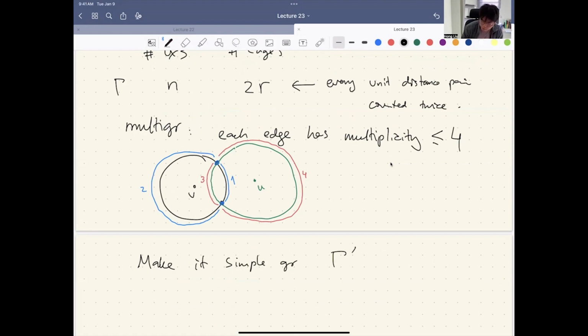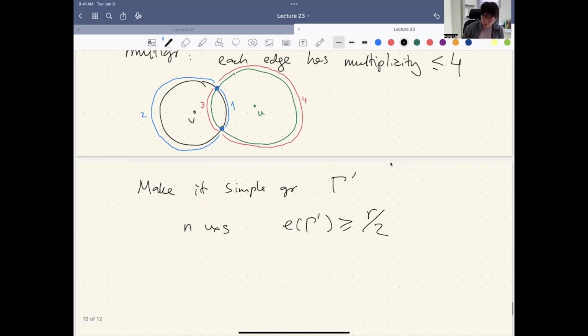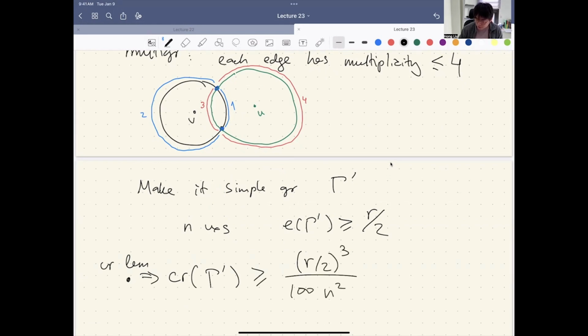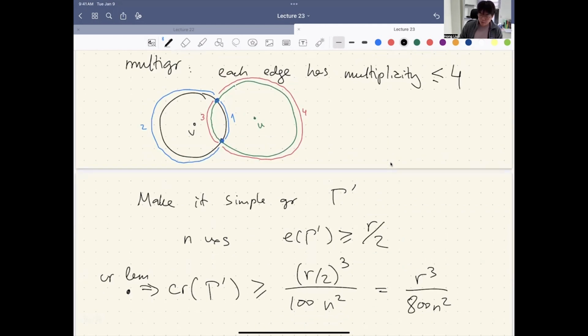We get gamma prime. You have n vertices, and E of gamma prime is at least R over 2, right? Number of edges divided by 4. So at least R over 2. Now use the crossing lemma. On one hand, the crossing lemma implies that the number of crossings of gamma prime is at least the number of edges cubed over 100 times the number of vertices squared. So this is R cubed over 800 n squared. Okay, that's the number of crossings in gamma prime.